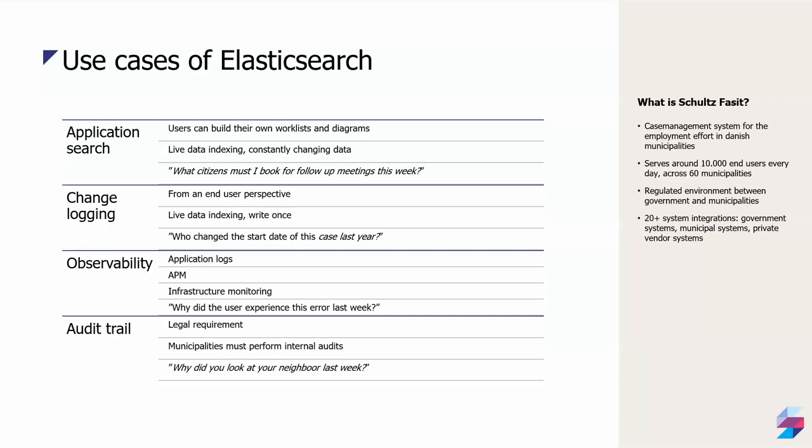We have our application search, which is a tool where users can actually build their own work list. So what do I need to see on my screen when I log in? What is it that I need to do in this system that is basically built on Elasticsearch, where we constantly index data into Elasticsearch live so that it is always up to date.